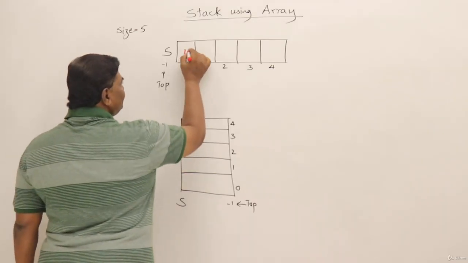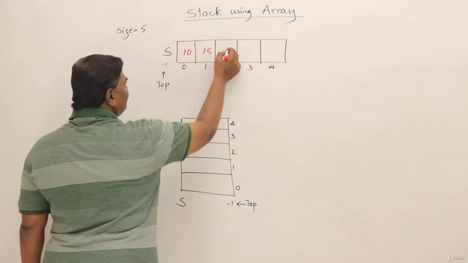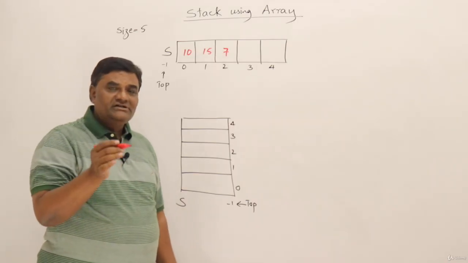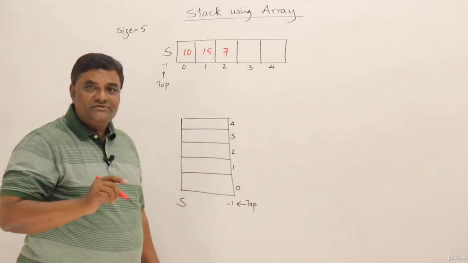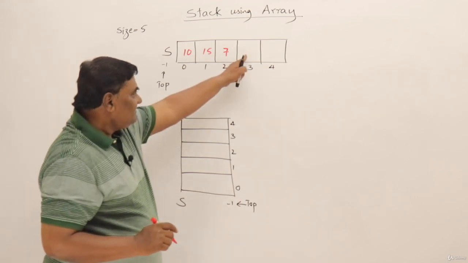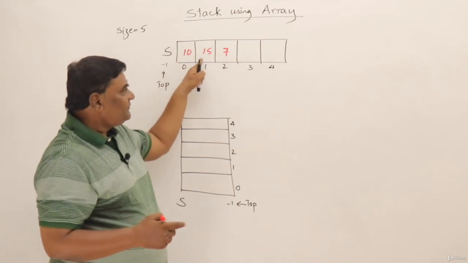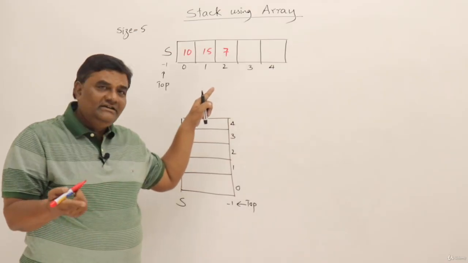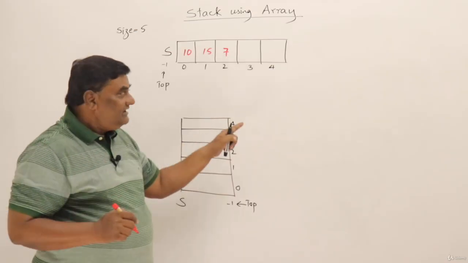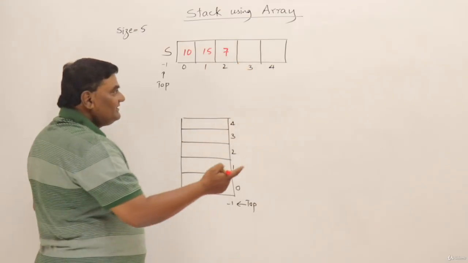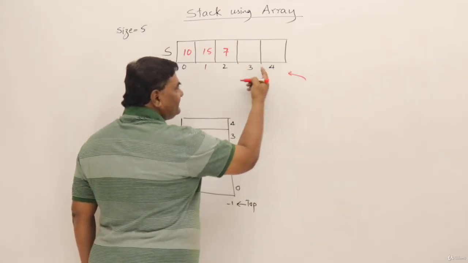So I will write a few elements and show you. Suppose I have a few elements: 10, 15 and 7. Then I want to insert one more element, that is 20. Where should I insert the next element? Here or here? If I am inserting here, I should shift all these elements. If I want, I can insert, but which is better? Inserting this side is better. So we can say that on this side the insertion and deletion is done.